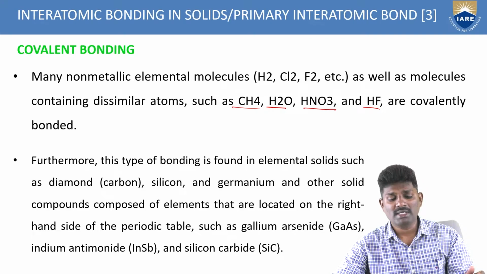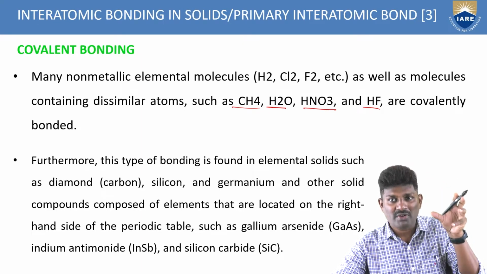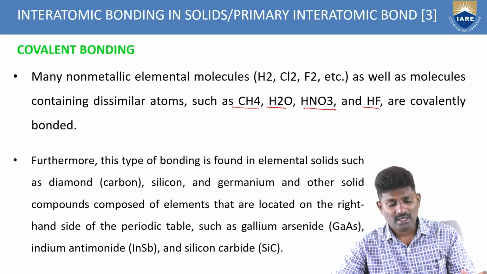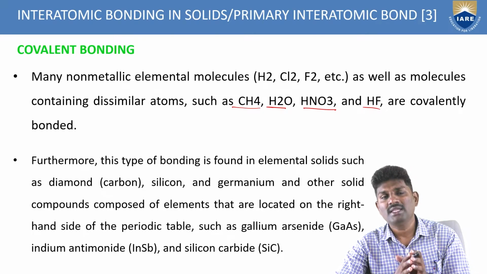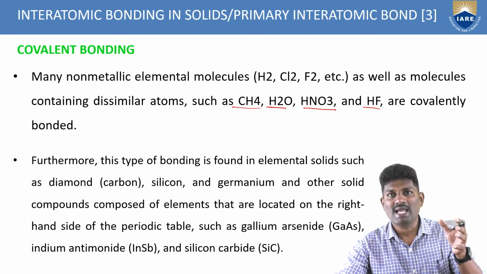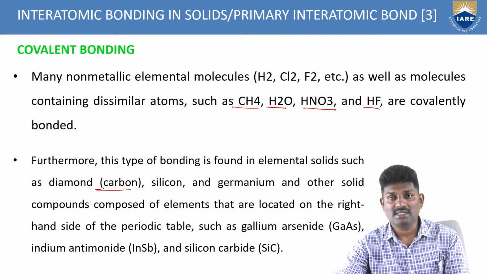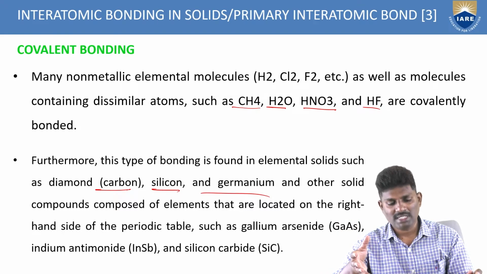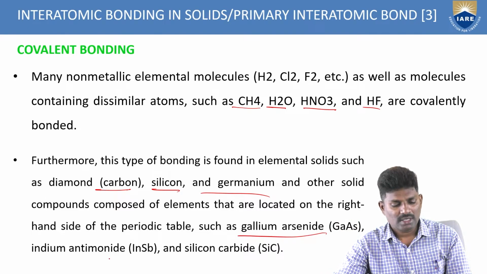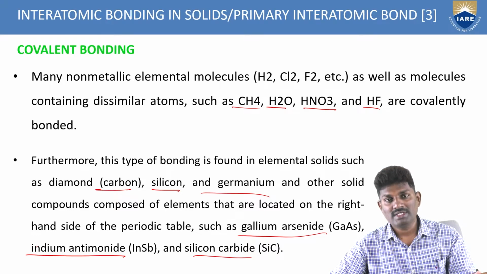Further, this type of bonding is found in elemental solids such as diamond, silicon, germanium and other solid compounds composed of elements located on the right-hand side of the periodic table, such as gallium arsenide, indium antimonide and silicon carbide. These are some of the examples where we can find the covalent nature for metallic as well as non-metallic elements, and also solid elements such as carbon, that is diamond, silicon and germanium. These are some of the examples of covalent bonding.